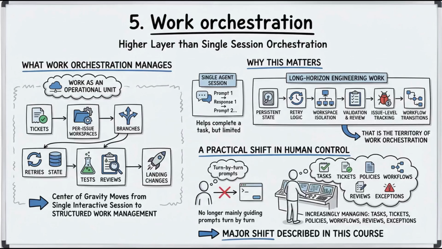Now let's explore work orchestration. This operates at a much higher layer than the orchestration of a single session. Instead of just coordinating a single prompt or one AI agent, work orchestration manages the entire lifecycle of a task as a complete operational unit. So what exactly does this higher layer manage? As the center of gravity moves away from a simple interactive chat and toward structured work management, this layer takes on a lot of heavy lifting. It manages support tickets, per-issue workspaces, and code branches.